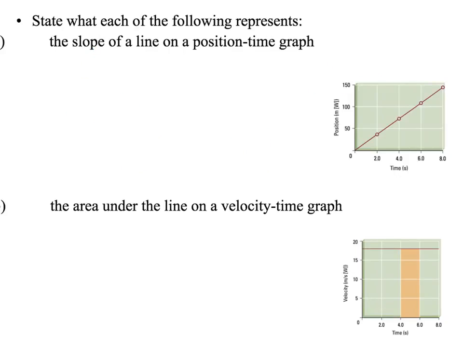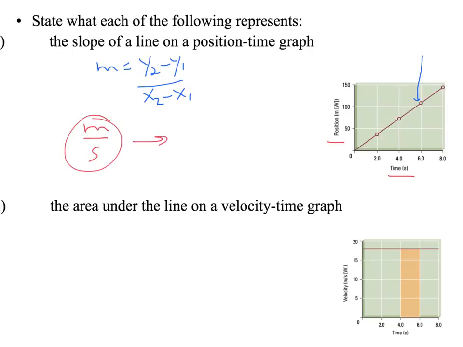State what each of the following represents. Well, the slope of a line on a position time graph. So in this case, anytime we're looking for slope, we're looking for rise over run, or y2 minus y1 over x2 minus x1. Okay? But if we want to look at it slightly differently, the rise is position, so for instance, meters. And the run is time, or seconds. So the units we end up with is meters per second, which in this case is going to represent our velocity.